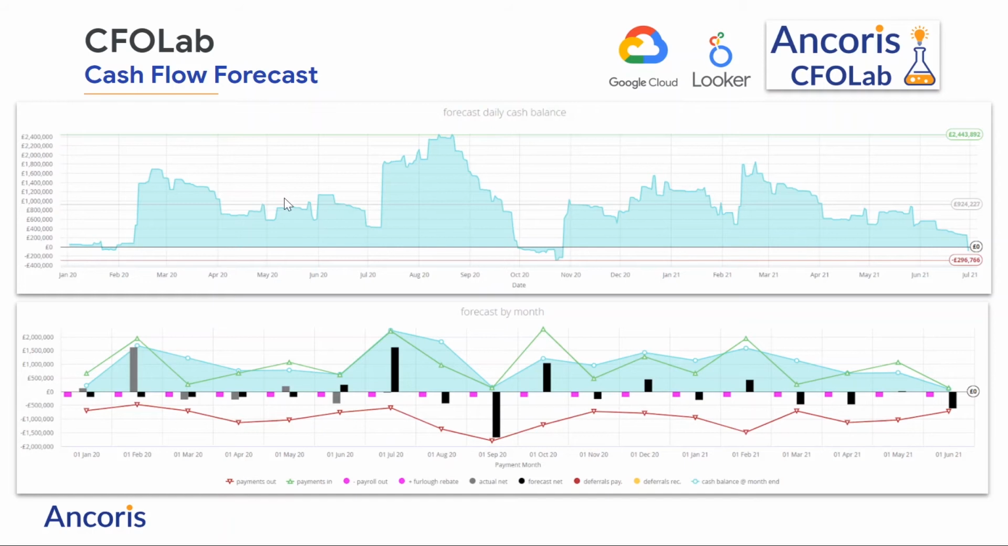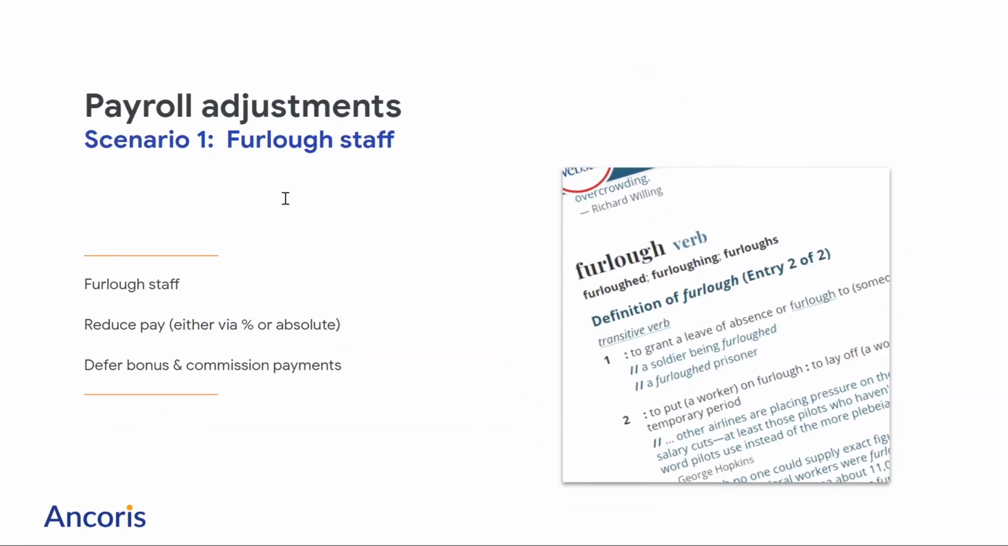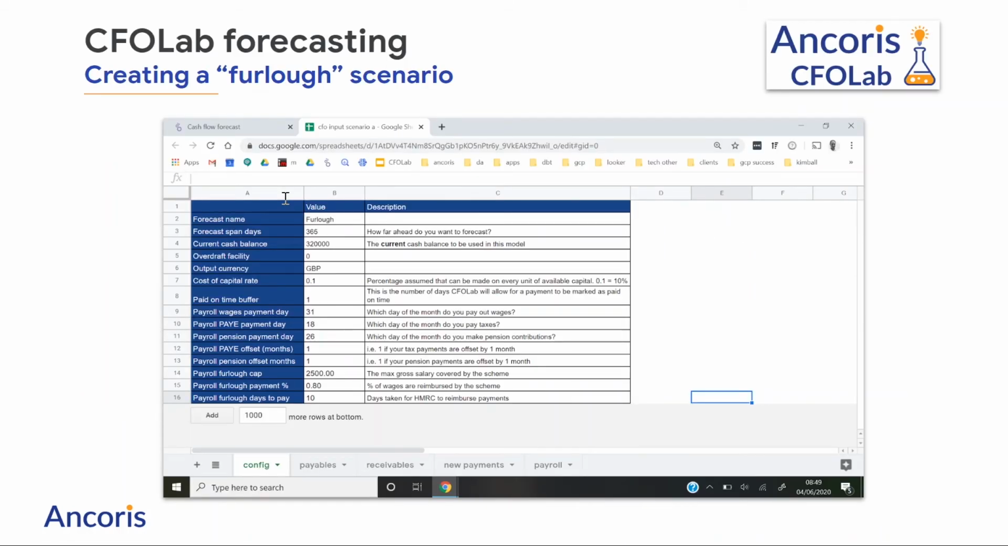So what levers can we pull as CFOs to relieve this? CFOLab supports a number of common payroll adjustment strategies shown above. One lever at our disposal is to furlough staff. Let's explore that now. So in CFOLab, we create a model to furlough staff in the 2 months prior to our October cash flow squeeze. CFOLab makes capturing scenarios easy using these pre-populated Google Sheets.